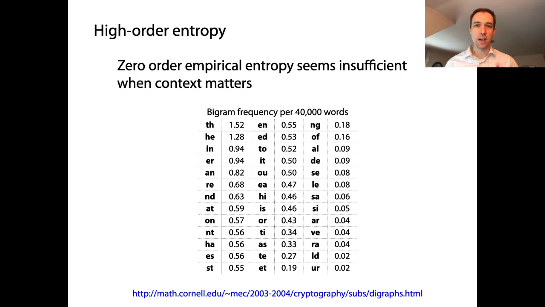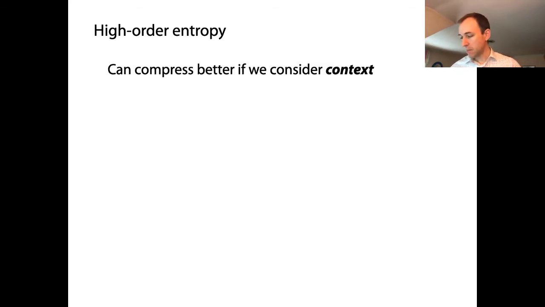We know context matters, and therefore there should be a way to use context and maybe salvage some of what we learned about zero-order empirical entropy and codes for exploiting zero-order entropy. There should be a way to use context to get better codes. So that's what this lecture is about. We ought to be able to compress better if we consider the surrounding context.